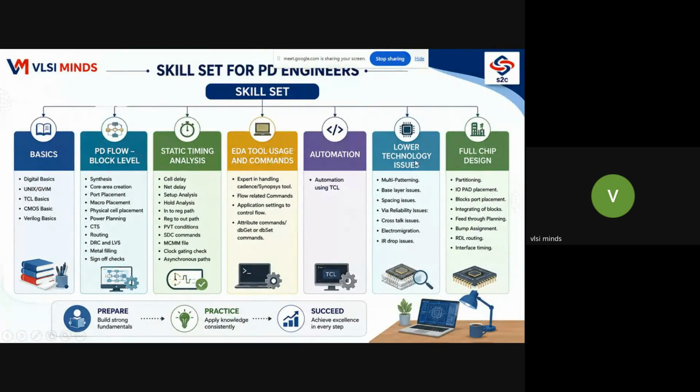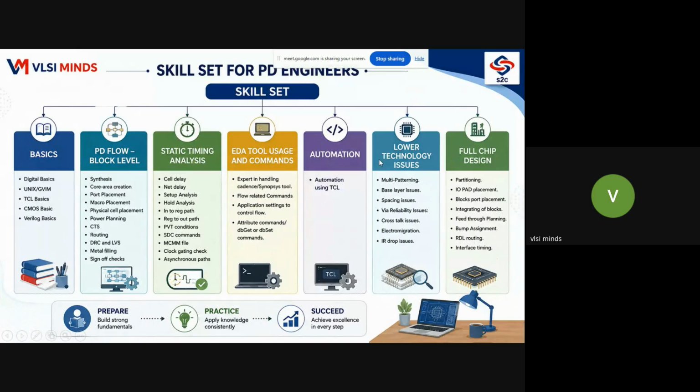Next is the lower technology issues, which you are not aware of when you are not part of industry: multi-patterning, base layer issues, spacing issues, wire reliability issues, and signal integrity issues like crosstalk, EM and IR drop issues, because the metal layer is very small, the thickness is small, and the spacing is less. You will see all these signal integrity issues.